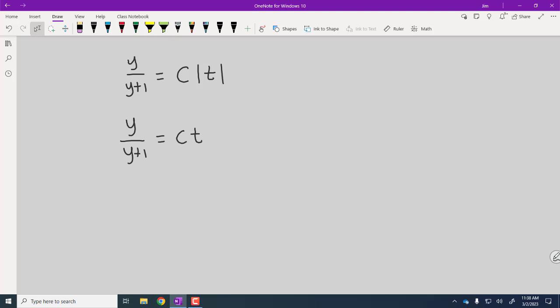So we're going to multiply and separate. If we multiply both sides by that denominator, let's distribute at the same time. So multiply both sides by y plus 1. You're going to have ct times y, and you're going to have ct times 1.